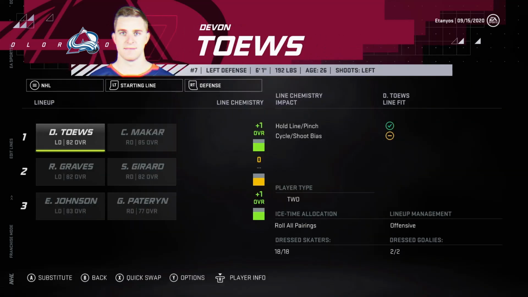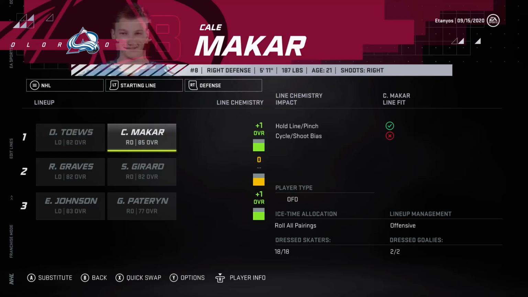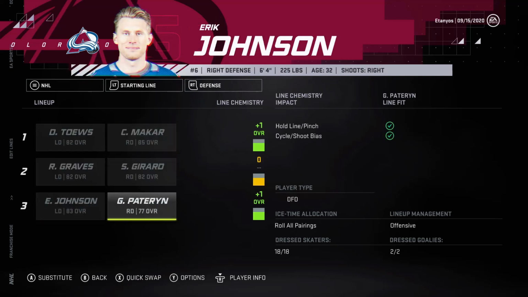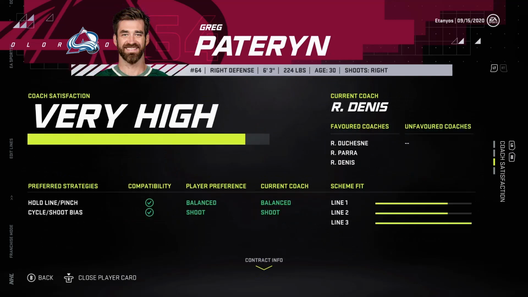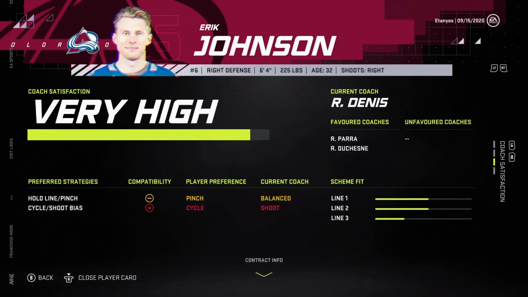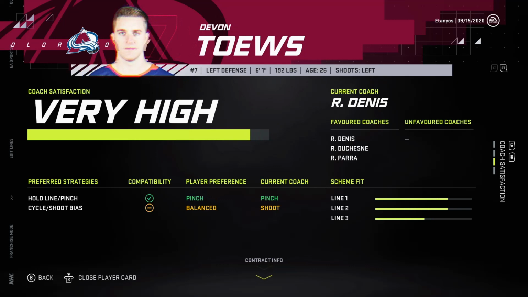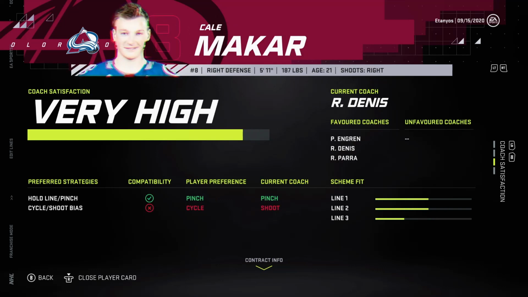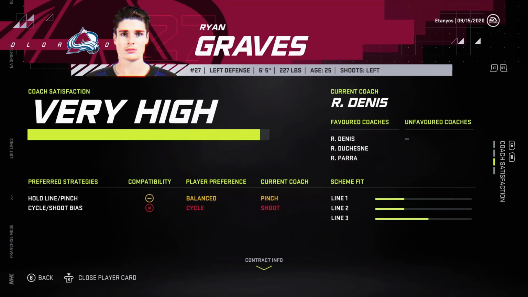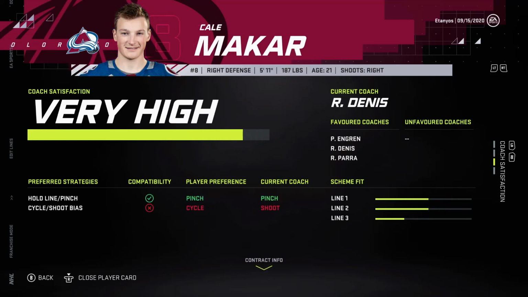When we go to the defense, I'm seeing a lot of single check marks, which means that our coach is probably a pinch style of player, or yellow as well, you can see, but pinch, pinch, pinch, those all seem to fit as far as the hold/pinch. When we get to cycle and shoot bias, it seems to be a lot of shoot versus all of our other players here. When you compare current coach preference to player preference, the pinch and cycle seems to be a lot more popular.